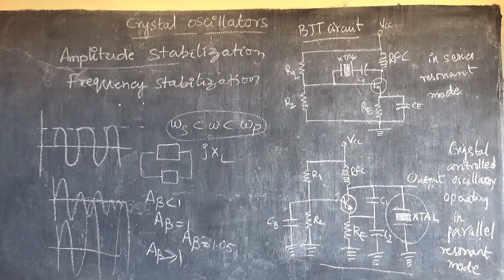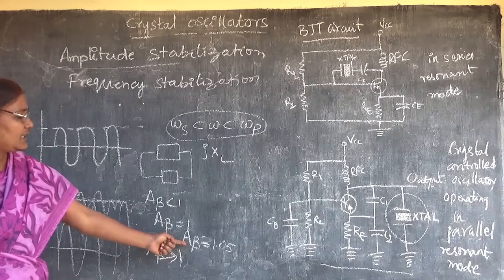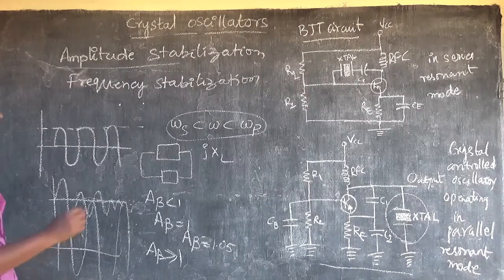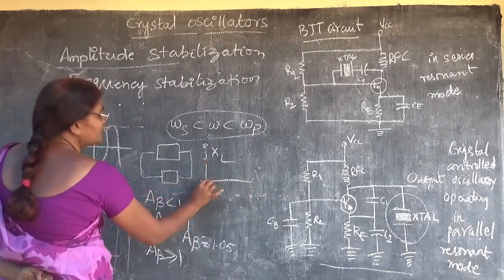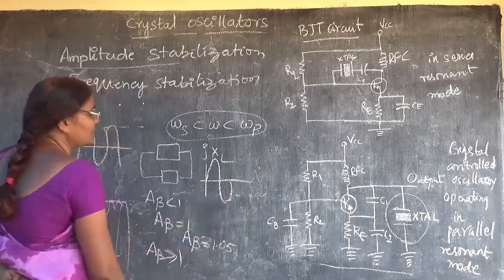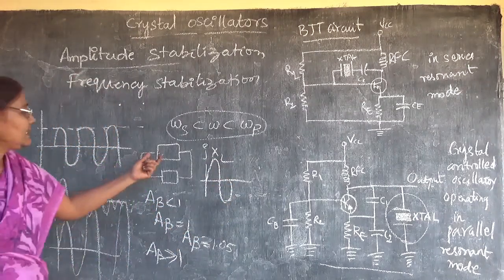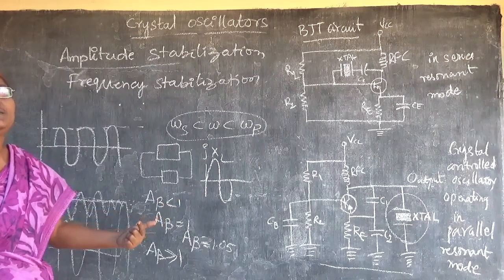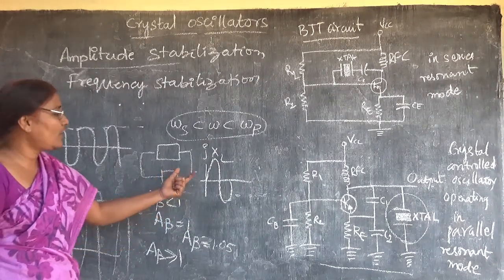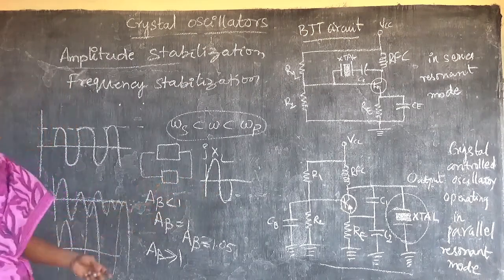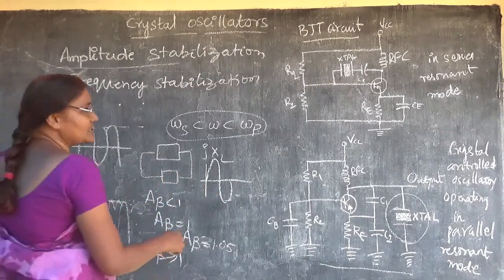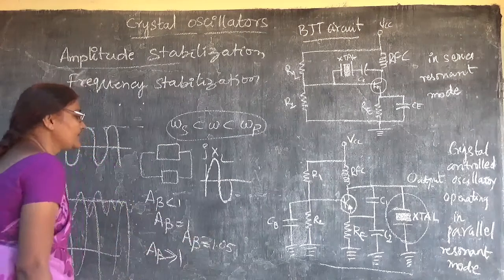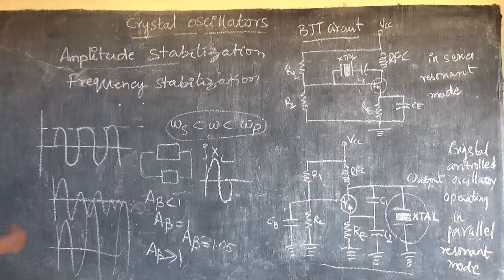So what happens here? If you give A beta slightly greater than 1, then what should happen? The amplitude of the oscillation should be greater. And due to the non-linearity of the amplifier, it will clamp the amplitude of the oscillator and stabilize it. That means initially the amplitude will increase. If the amplitude is increased, what happens?